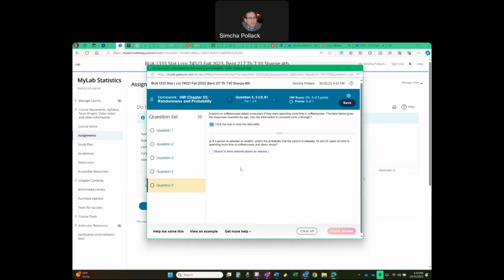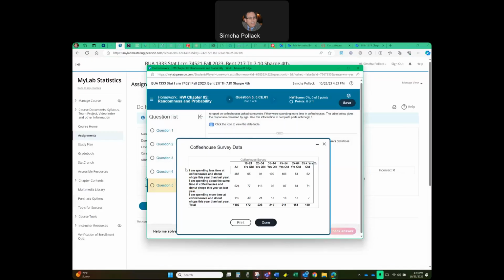Okay, so we're given information in what's called a cross tabulation. We have 3 rows. Forget about the totals for a moment. Usually the totals are on the right side. And we're asked to find various probabilities. So for example, how many 18 to 24-year-olds said they're spending less time in the coffee house? The 3 categories are spending less time, the same time, that's the middle row, or more time.